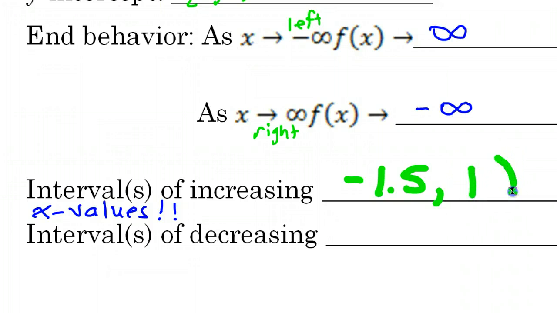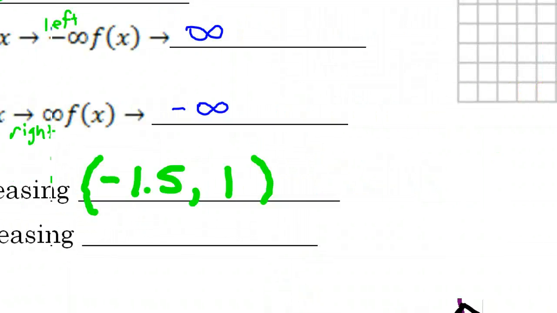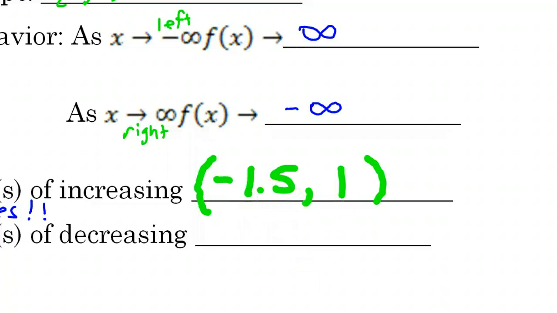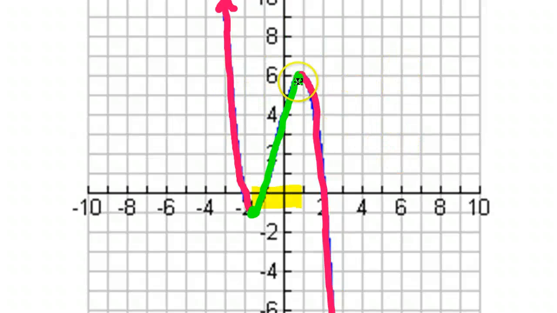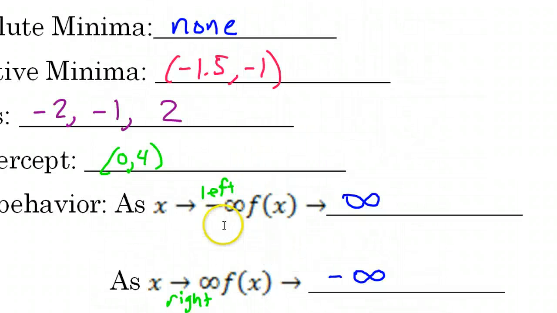Now, increasing and decreasing intervals always get round parentheses to show that we're not including the endpoints. That's because right at the end, right here at the bottom, it's neither increasing nor decreasing. It's right at the point where it switches from one to the other. Same thing up here, right at the top, it's neither increasing nor decreasing. It's a moment of flatness. So don't include the endpoint. Use round parentheses.